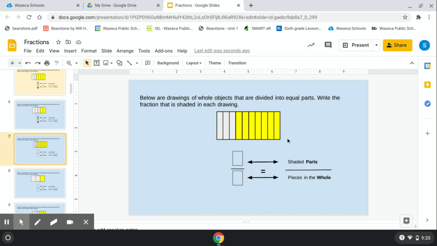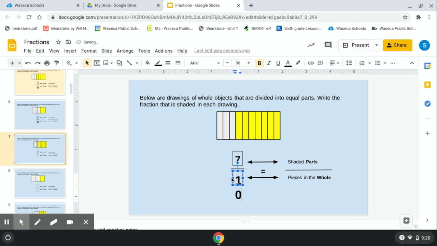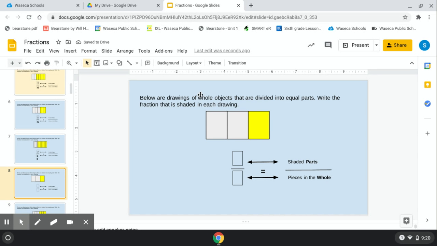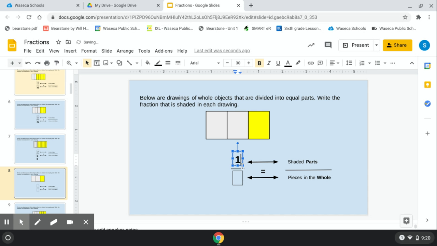What fraction of this rectangle is shaded yellow? Seven tenths of this fraction is shaded yellow. What fraction of this rectangle is shaded yellow? 1/3 of this fraction is shaded yellow because there is one part that is shaded yellow and there are 3 equal parts in this rectangle. So 1/3.